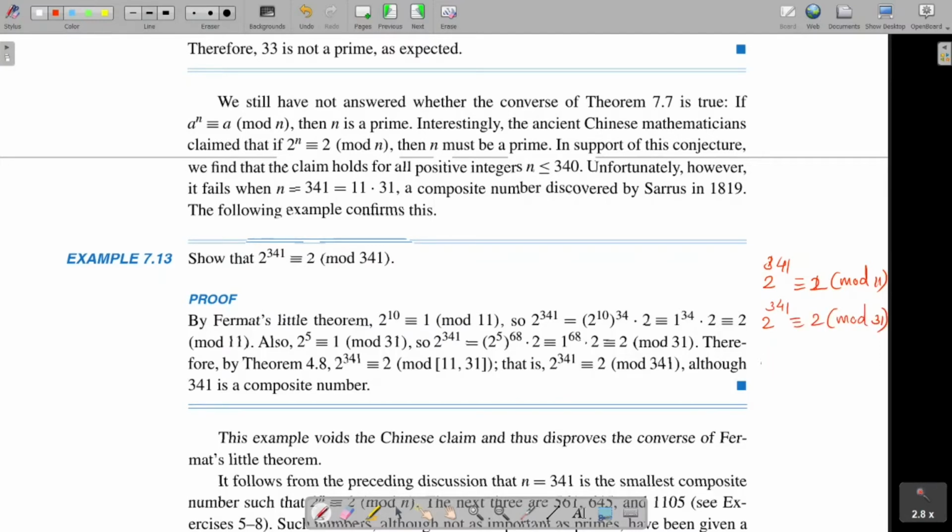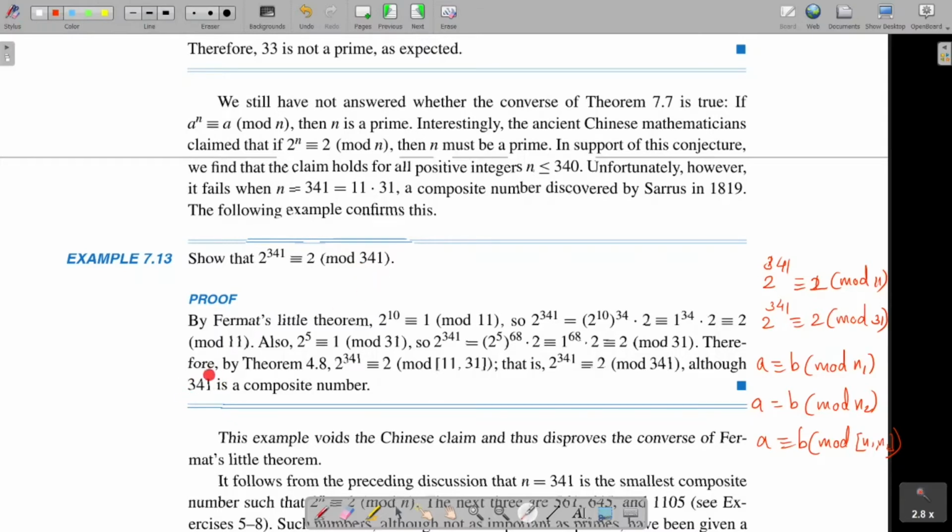So we have a result that if A is congruent to B mod n1 and A is congruent to B mod n2, then A is congruent to B mod LCM of n1 and n2. So we will use this result here. Here the LCM of 11 and 31 is 341. So we have 2³⁴¹ congruent to 2 mod 11, 2³⁴¹ congruent to 2 mod 31. So we have 2³⁴¹ is congruent to 2 mod LCM of 11 and 31, which is equal to 341. So we proved that 2³⁴¹ is congruent to 2 mod 341.